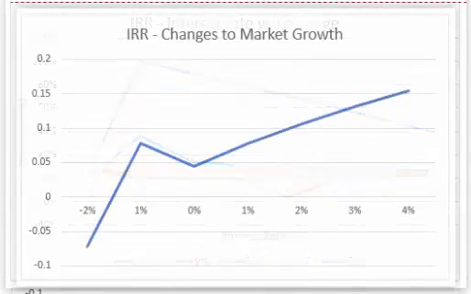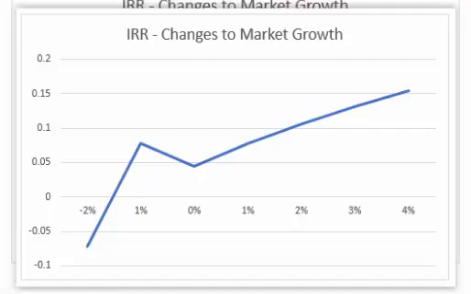We'll now look at another graph. This one also has a kink. And you look at that graph and you say, whoa, that's really peculiar. It looks like there are some really interesting and unusual things happening to the internal rate of return as market growth changes, and especially around this market growth level of 1%.